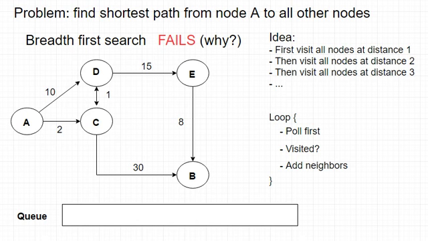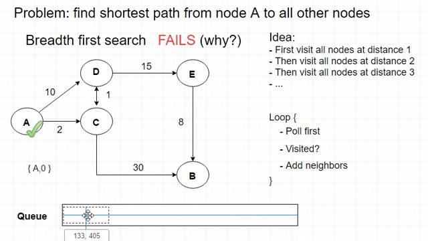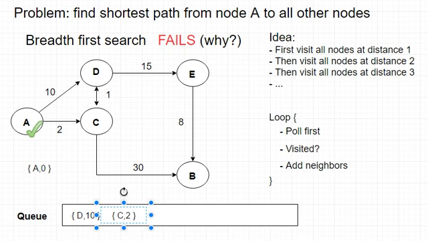So as usual, we're going to start off by adding one object into the queue, representing that we are starting from A with 0 distance traveled so far. Then we enter the loop. We will poll the first object. Have we visited it before? No. So we will visit it now, and we will add its neighbors to the queue. So we can get to node D with 10 cost or 10 distance, and we can get to node C, which is at distance 2.